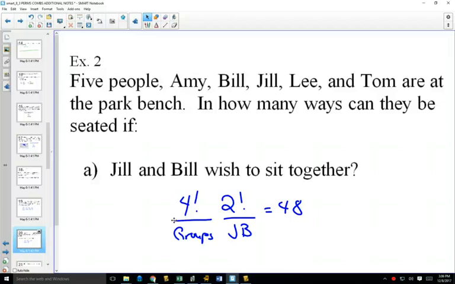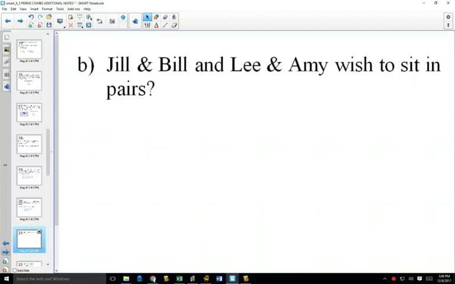Okay, so things spread, and the next week, Jill and Bill are still sitting together, and now Lee and Amy wish to sit together. Poor Tom. Don't worry, Tom gets his revenge in part C. So now, how many groups are there? You had 5, but you got Jill and Bill together, you got Lee and Amy together, and Tom's all by himself. There, for your groups, we have 3 groups, so they could be arranged in 3 factorial.